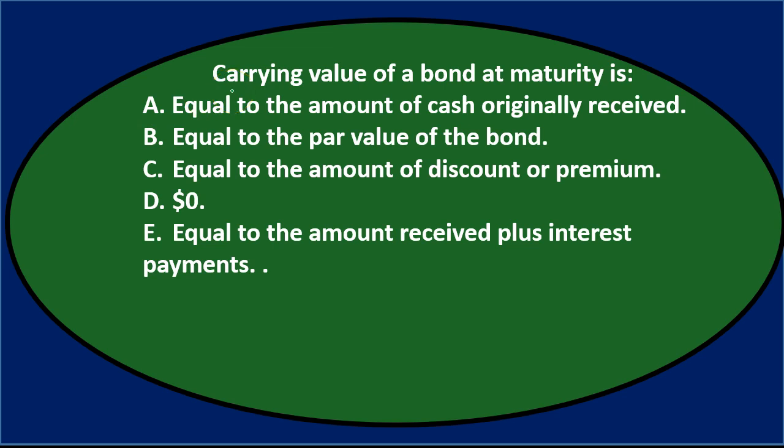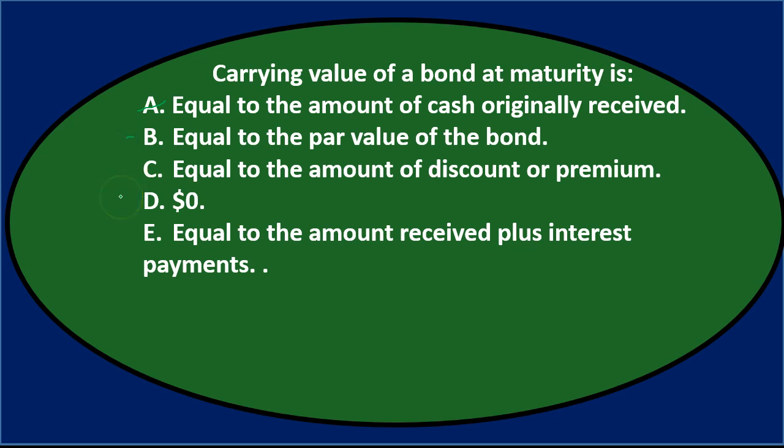So the carrying amount is going to be equal to the amount of cash originally received. It doesn't seem right to have the carrying amount be the same as the cash received. So I'm just going to say that doesn't sound quite right. I'm going to say A is not it. B says equal to the par value of the bond. And so it's possible that that's the answer, equal to the par value of the bond. I'll keep that for now.